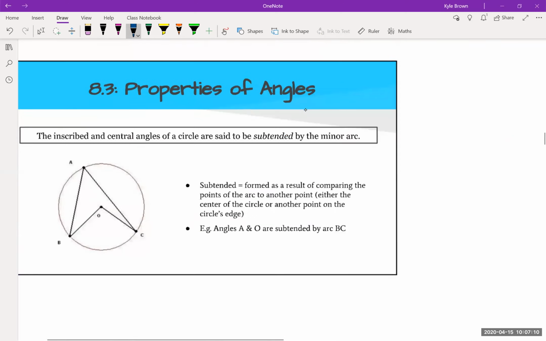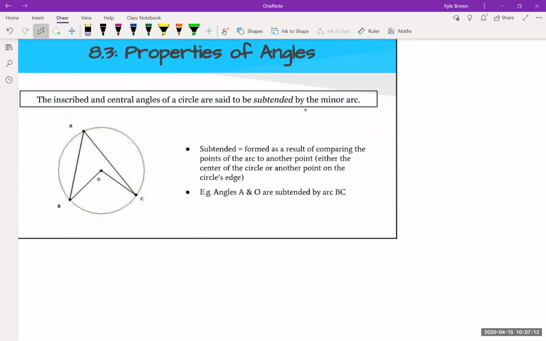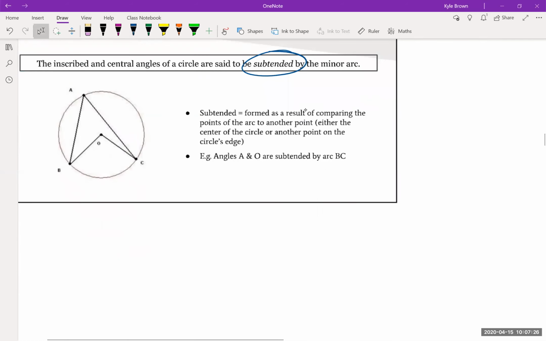So the inscribed and central angles of a circle are said to be subtended by the minor arc. So there's lots of vocab in this one. Subtended just means that they're bound to these two points, right? So if this is the minor arc, this is my minor arc.